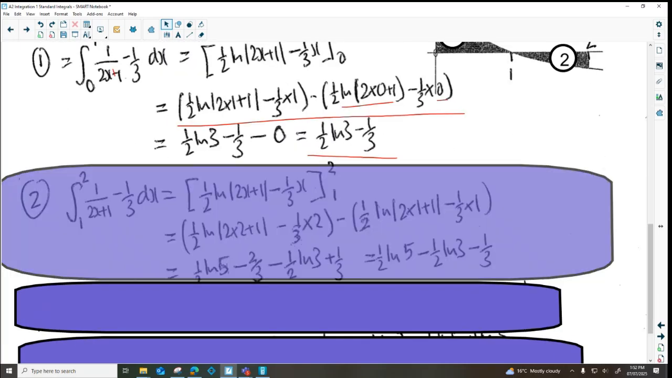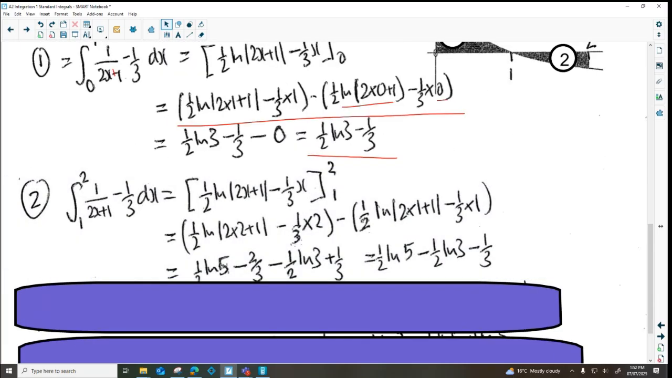So to do the area of part 2, it's the same integral, but this time from 1 to 2, but I know that my final answer is going to come out to be negative. So the integral, same as before, is half ln mod 2x plus 1 minus a third x. This time, sub in x is equal to 2, sub in x is equal to 1, and subtract. And this will simplify to give a half ln 5 minus 2/3 minus a half ln 2 plus a third. So that's what that integral gives you.